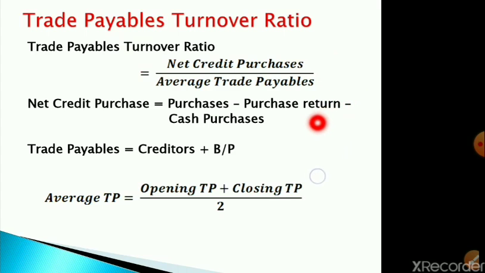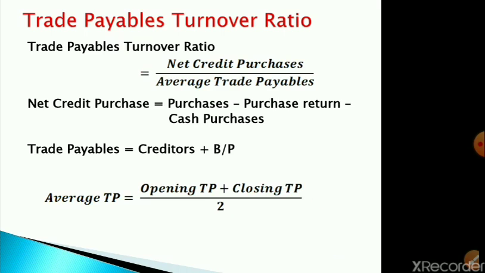So, how to find out the net credit purchase? From the total purchase, if I deduct the purchase return and cash purchases, we'll get the net credit purchase. Next, average trade payables is equal to opening trade payables plus closing trade payables divided by 2.